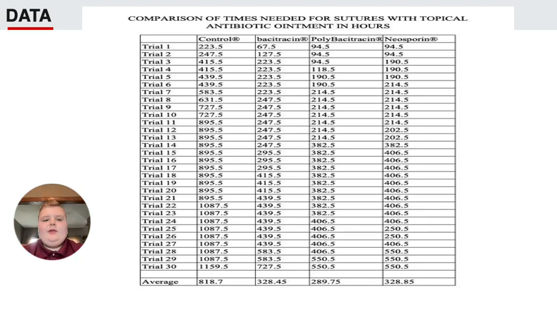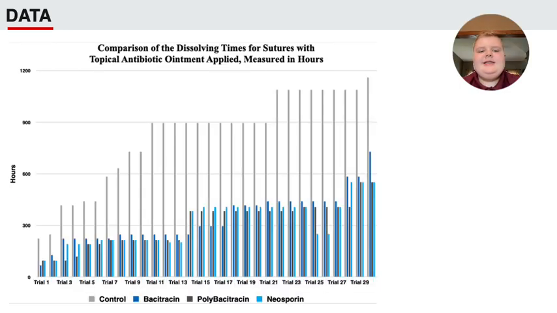As you see in my table, the comparison of time needed for sutures with topical antibiotic ointment in hours. As you can see, you have all of my dissolving times for each of my trials. As you can see here in my trial graph, the comparison of dissolving times for sutures with topical antibiotic ointment applied, measured in hours. We have the same color scheme as my average graph.